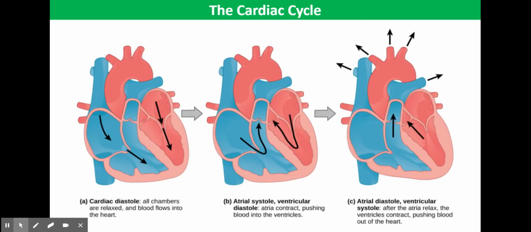The role of the heart is to create pressure that pushes blood around the blood vessels. The muscular walls of the four chambers must all contract in a coordinated sequence, which allows the heart to fill with blood before pumping it away. This coordinated sequence is known as the cardiac cycle. We're going to go through each of these diagrams one at a time.